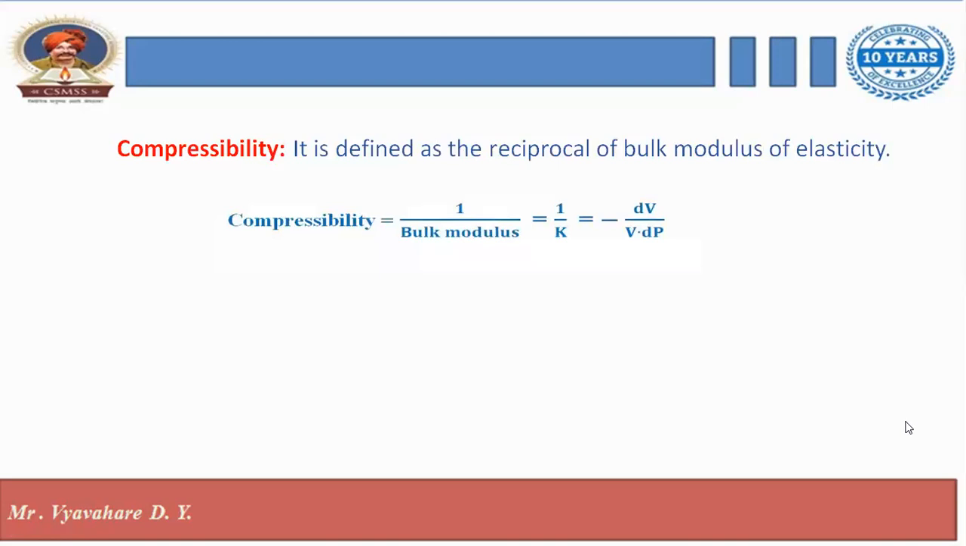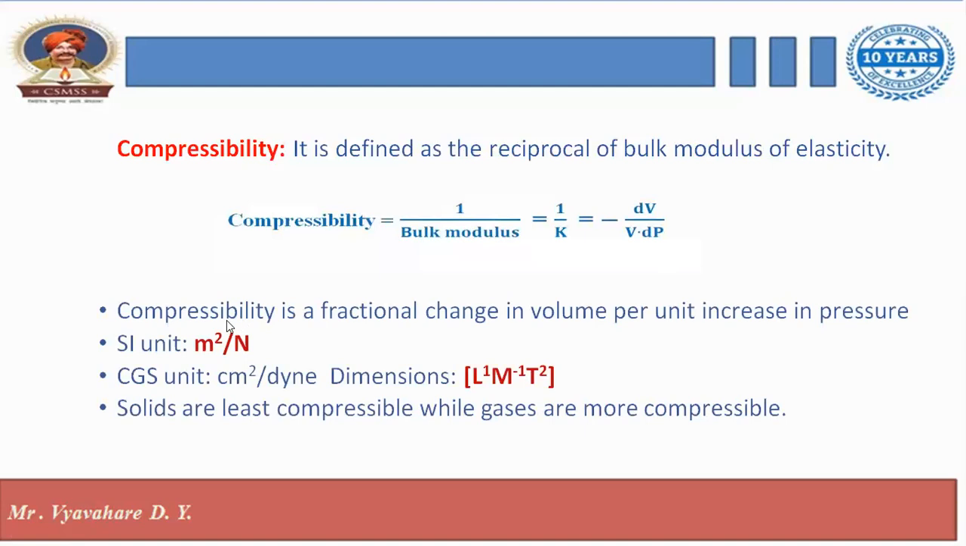Compressibility is defined as the reciprocal of bulk modulus of elasticity, that is, compressibility is equal to 1 upon bulk modulus, which is minus dV by V into dP, where the minus sign indicates a decrease. Compressibility is the fractional change in volume per unit increase in pressure. The unit of compressibility is meter square per Newton.